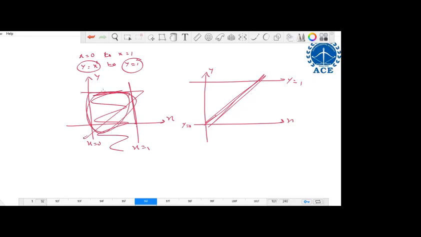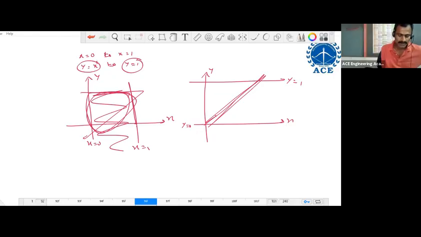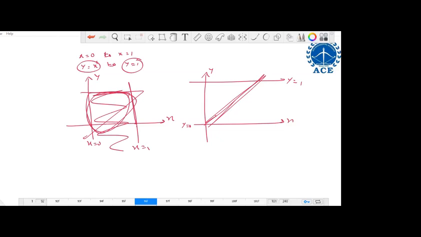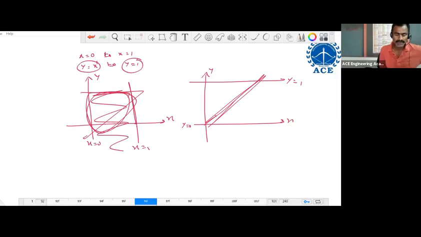Okay, sir. Got it. Any other doubt? Yes, sir. And here we choose the limits according to the line, sir. According to the line, we choose the limits. Yeah.